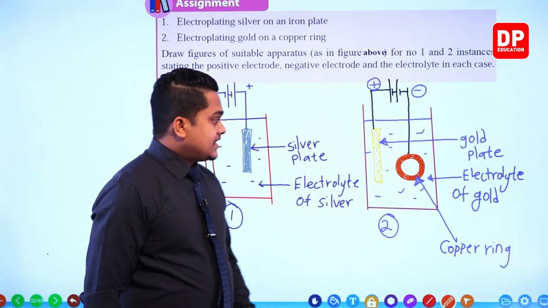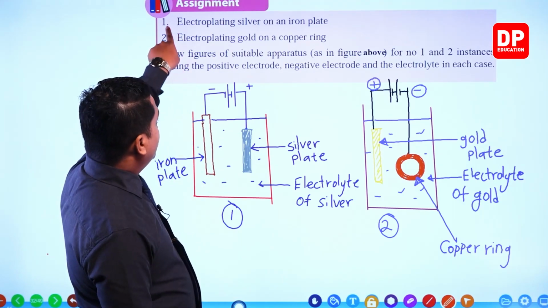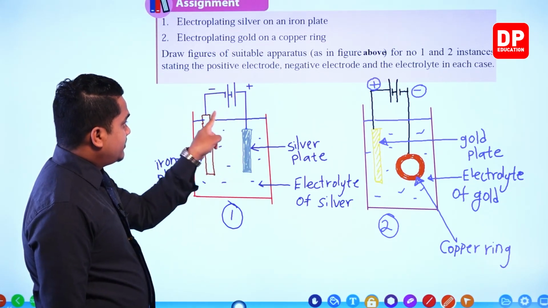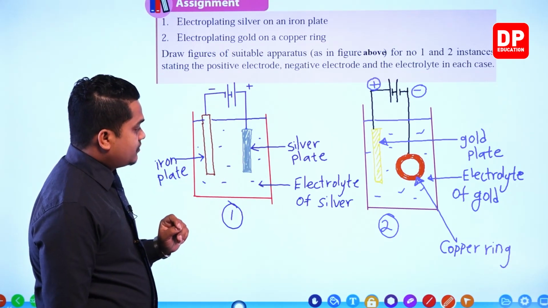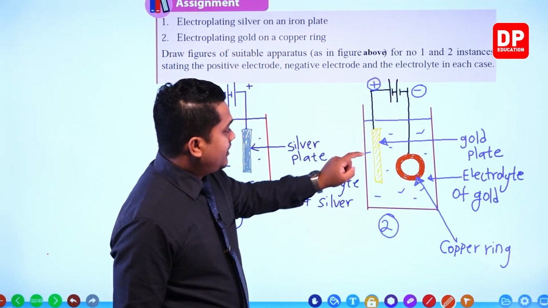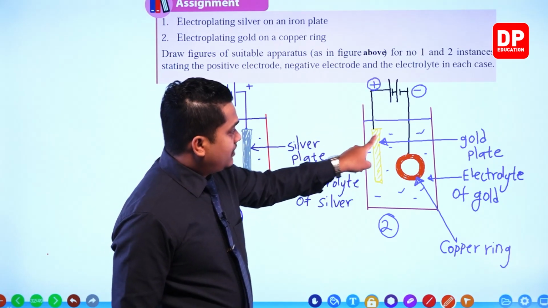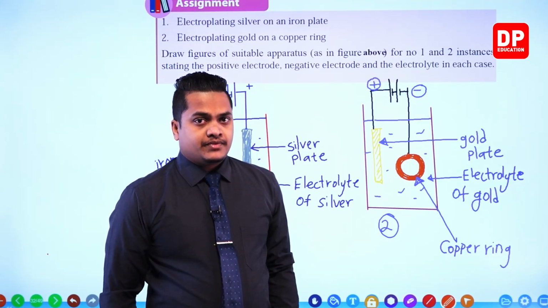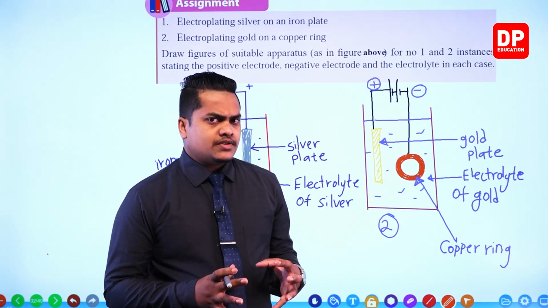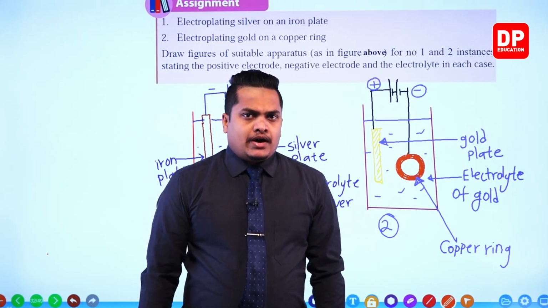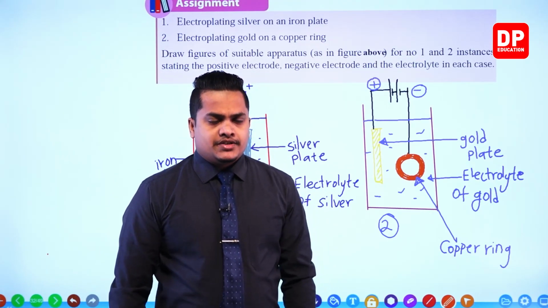So these are the two figures, right? First one, electroplating silver on an iron plate: the iron plate and the silver plate, dry cells, electrolyte of silver. Electroplating gold on a copper ring: negative terminal, positive terminal, gold plate, and the electrolyte of gold. So this is the process of electroplating, my dear children. In electroplating also we use the process of electrolysis. So with that part I'm going to finish up the chapter, my dear children.